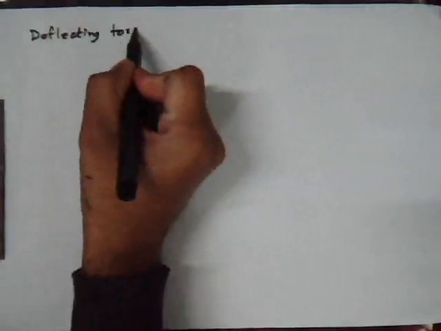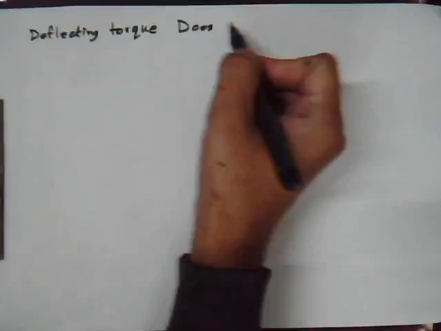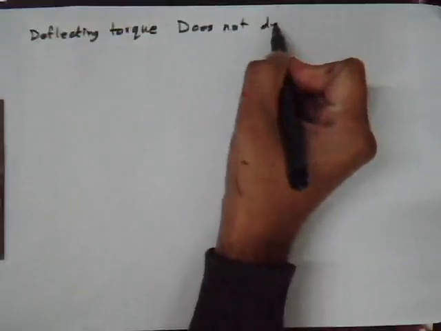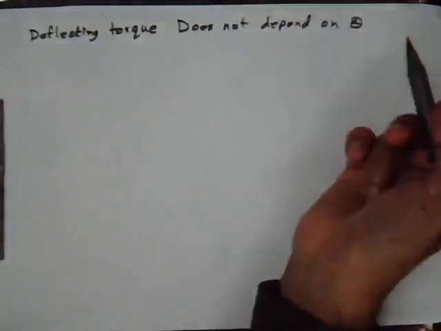Okay. In this video, I am going to correct a mistake that I made in the class, and also in a question in your first spot test. There it was said that the deflecting torque in any instrument does not depend on theta, or is not a function of theta.